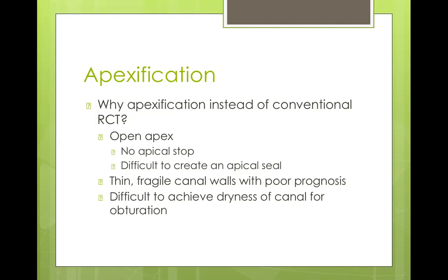Remember, we were talking about how the pulp stimulates the dentin to lay down. So the longer the tooth is alive, the thicker the dentin walls would be. So if this tooth, before it reaches full apical closure, loses its vitality, the pulp can no longer stimulate the odontoblast to grow, and the walls will be thin. Also, with that big wide open apex, it's hard to achieve dryness of your canal to obturate.